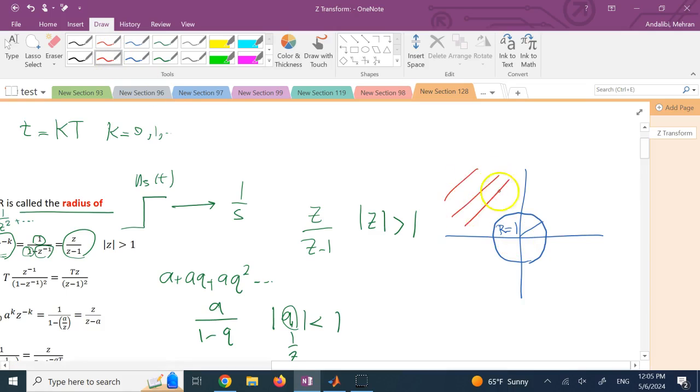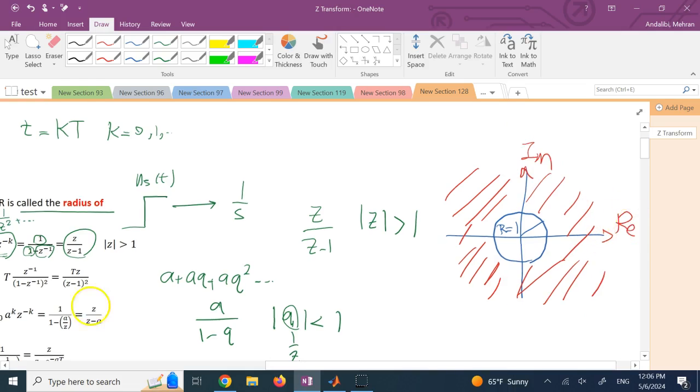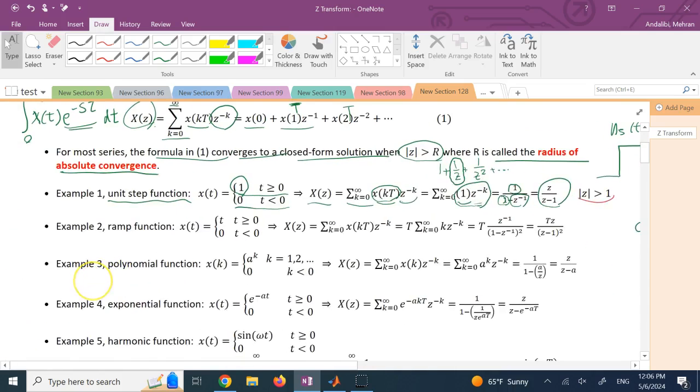And anywhere outside this, you have what? You have the z transform. Okay, so if this is the imaginary axis and this is the real axis, that's the z transform of it, and this is the radius of absolute convergence.